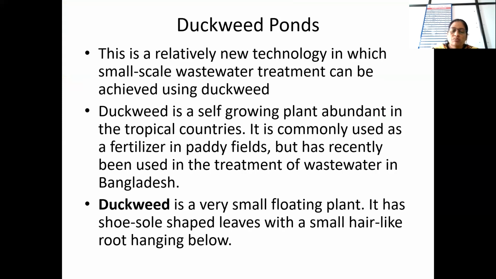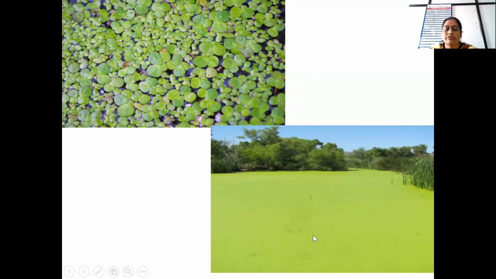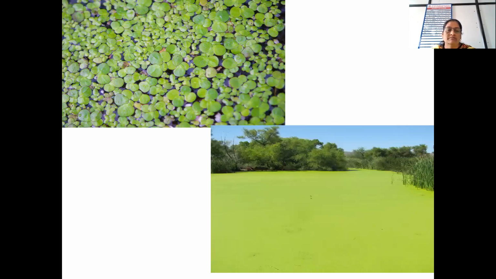Okay, so duckweed is a very small floating plant. It has shoe sole shaped leaves with small hair-like roots hanging below. Once established, duckweed in ponds can cover the entire water surface and resemble a golf course green. It will look like this second picture once it is established in any water body. It can cut off sunlight to submerged plants and cut off oxygen to fish and other wildlife. That is one of the biggest drawbacks of this plantation. This technology is suitable in tropical climates.